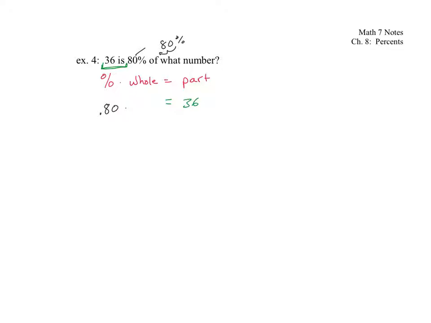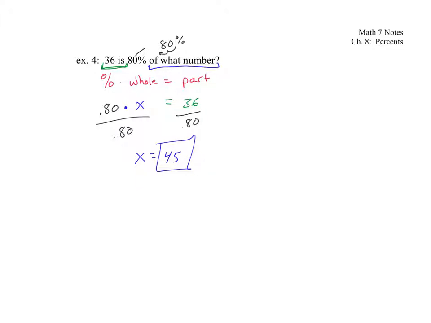And then of what number? The of is like that multiplication there. So the what number is the whole. And we want to get x by itself. Well, what was done to x? They had multiplied by 0.8. So we need to do the inverse of that. We divide by 0.8 or by 0.80 and punch that into a calculator, and that should give us 45. So 36 then is 80% of 45.